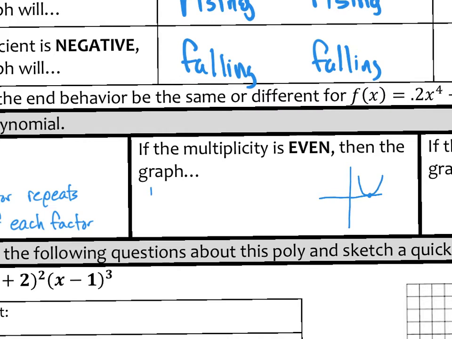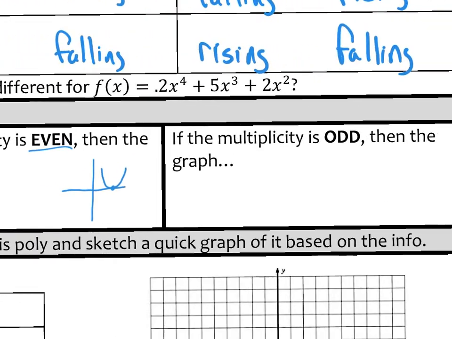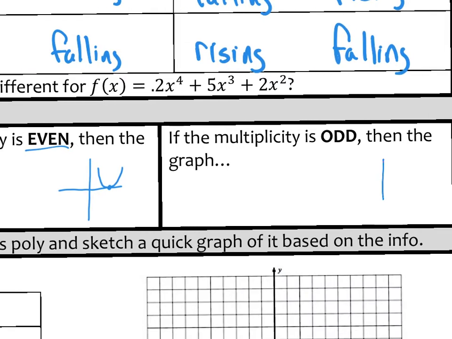So we're going to say that that touches the x-axis. That is when our degree is even. Okay? When the degree is odd, then the graph is actually going to cross through the x-axis. So kind of like a line would, where that is x to the first degree. It's going to cross right there. Okay, so it crosses the x-axis.